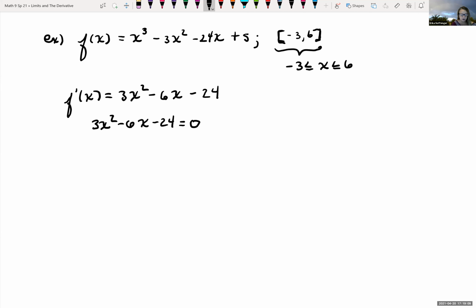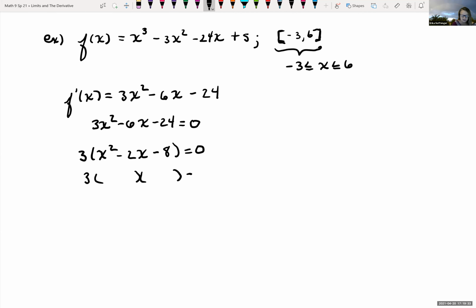So I notice this is quadratic. I would first try, and I also noticed that they all have a greatest common factor of 3. So let's pull that out. It could make factoring a little easier for us. We pull out a 3 from all 3 of those terms. We're left with x squared minus 2x minus 8. This is all equal to 0.